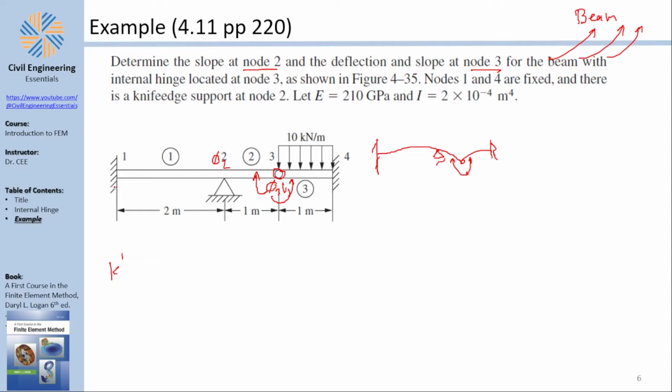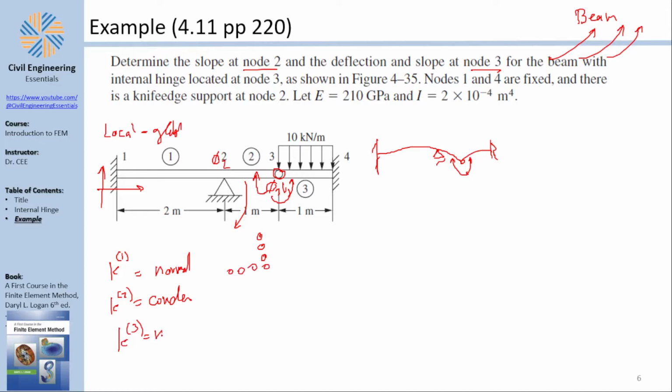By the way, until now, all the local stiffness matrices were equal to the global stiffness matrices because in beams, the local direction and the global direction coincide. So the stiffness matrix of element number 1 is going to be a normal stiffness matrix. K2, on the other hand, is going to be a released or condensed stiffness matrix. So K2, the stiffness for element number 2, is going to have these crazy zeros in the fourth column and row. Why? Because there is a release. And K3 is going to be a normal stiffness matrix.